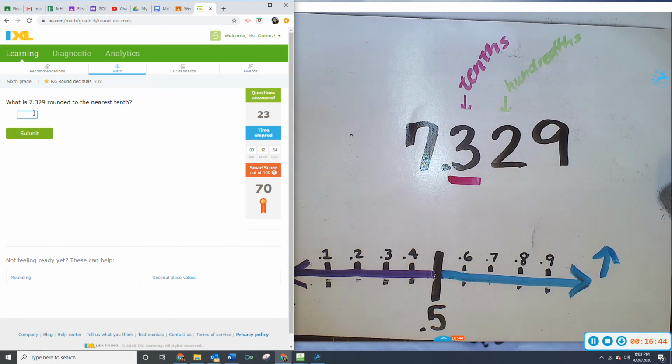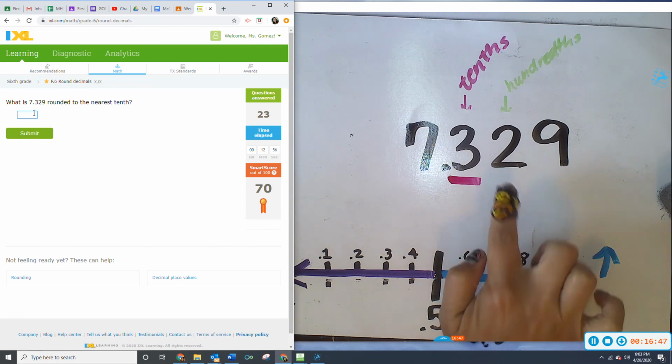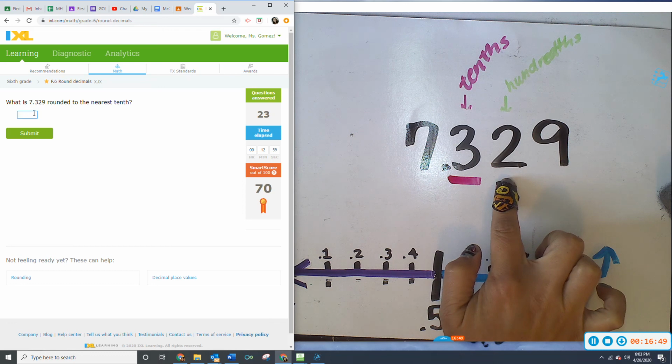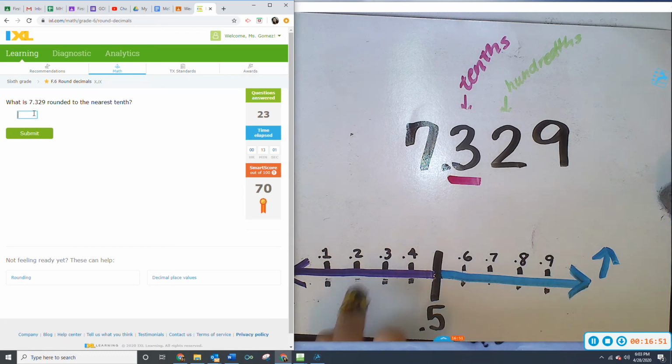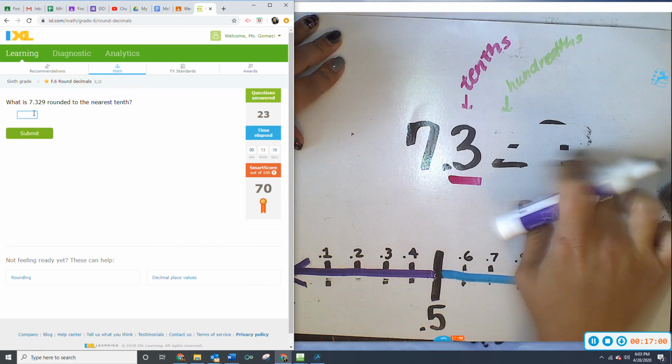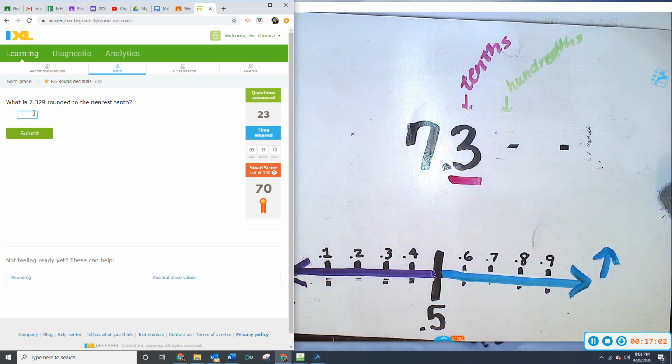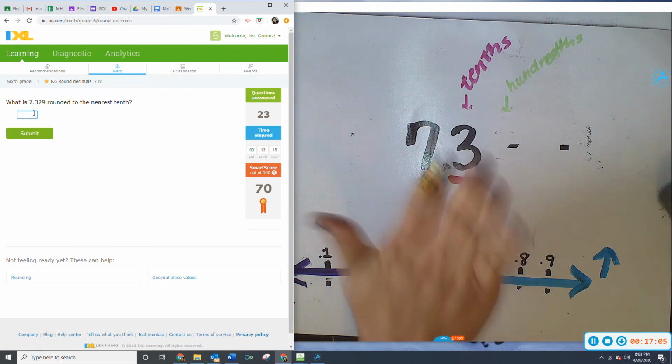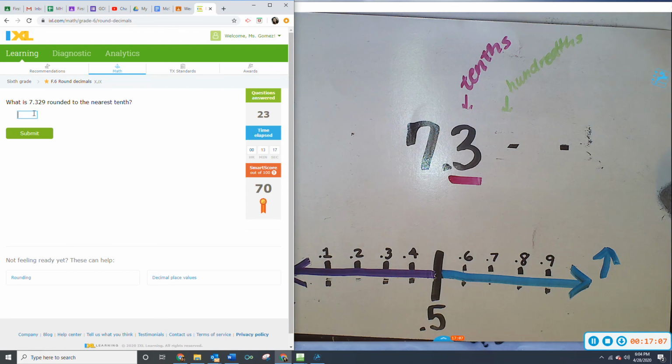Now, taking a look here, that means that I'm looking at 29. 0.29 is over here on our purple side. So, our purple side says I'm going to round it down. That means not necessarily that you're going to change that number, but that you're going to leave it there at 7.3. We're rounding it down to 7.3 as opposed to 7.329. That's what it means by rounding down.